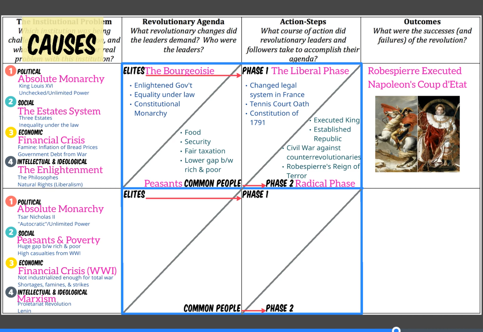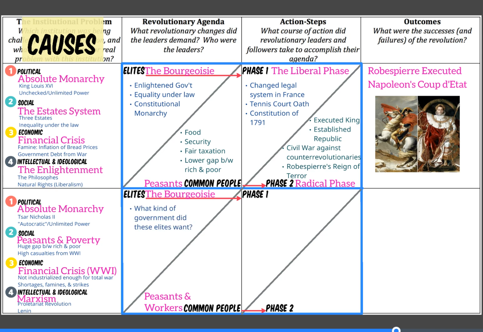So, our groups. Our elites in Russia on the eve of the Russian Revolution are the exact same group as the French Revolution, these well-educated middle-class bourgeoisie. The common people are also peasants who make up the bulk of Russian society, but they're also joined by the workers in the factories and also the soldiers who are fighting in World War I.